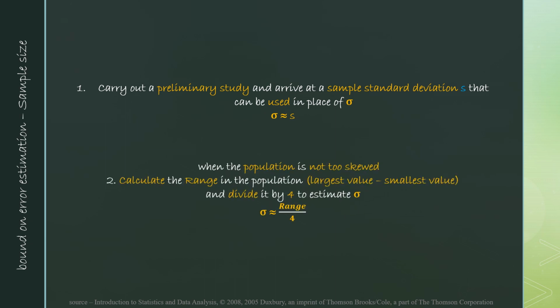Another possible way, when the population is not too skewed, is to calculate the range in the population, that is, largest value minus the smallest value, and divide it by 4 to fairly roughly estimate sigma.